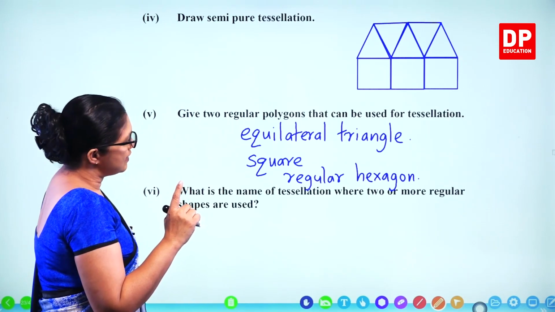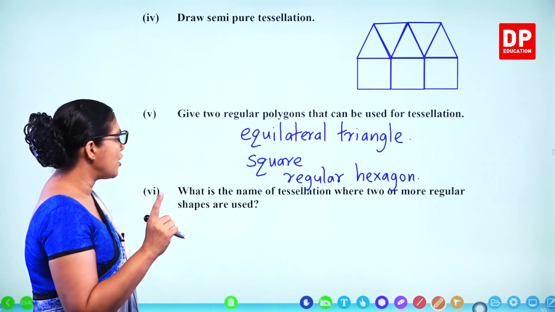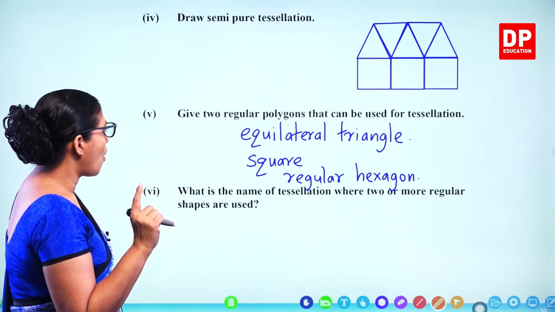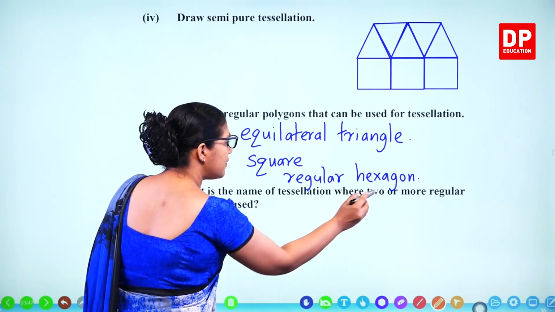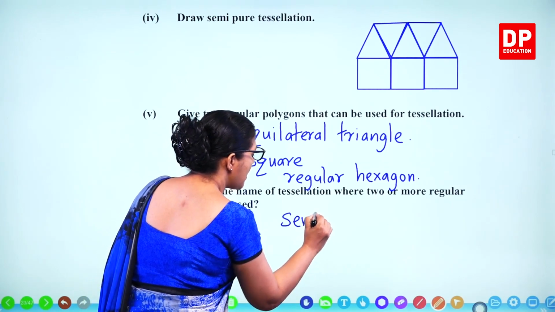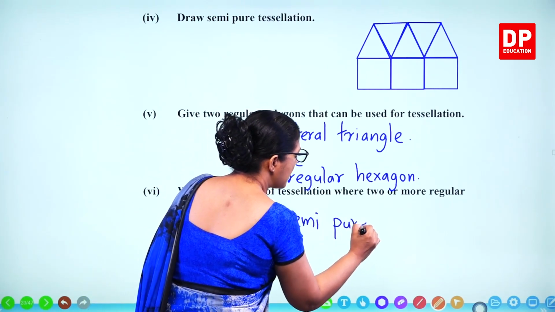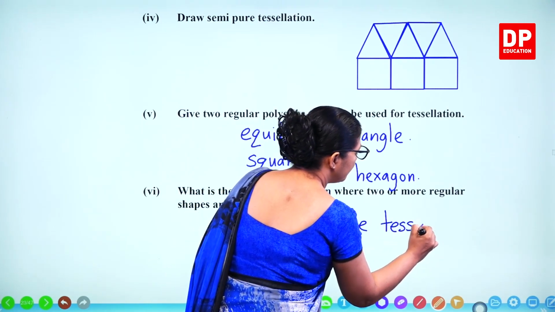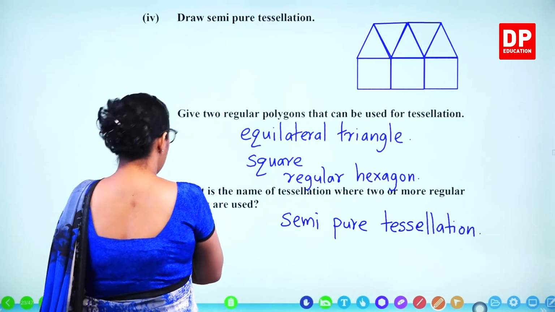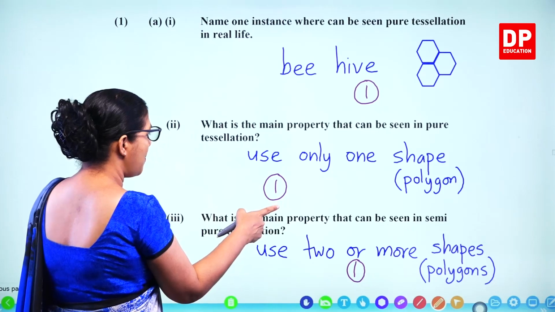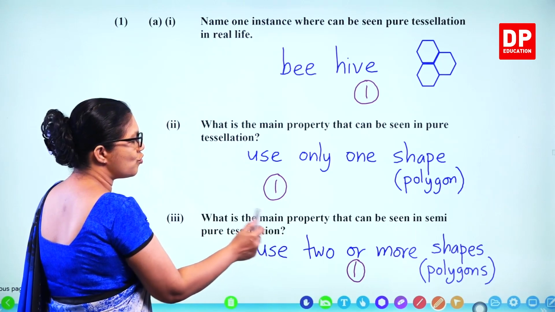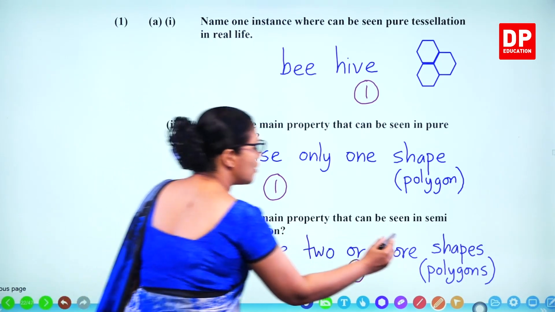What is the name of tessellation where 2 or more regular shapes are used? Semi-pure tessellation. So we call this, where regular shapes are taken, semi-pure tessellation. Same thing here, it says semi. What is the main property that can be seen in semi-pure tessellation? Use 2 or more shapes. You can say regular shapes there.